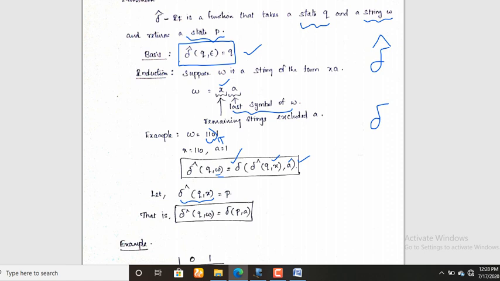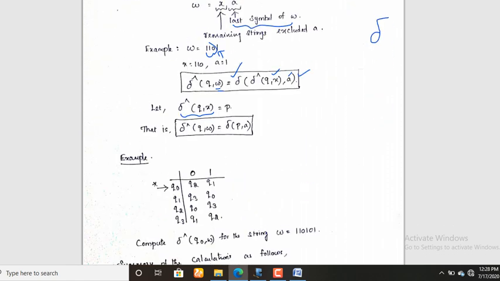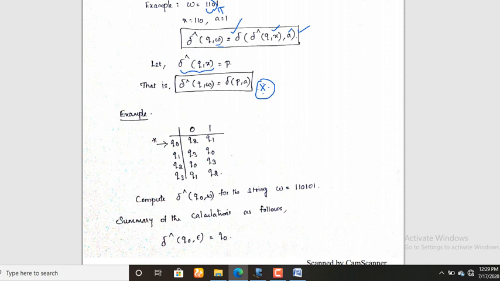Definitely, on receiving x, the state q will move to some other state, right? That state will be taken as p. So we can reduce the statement, which is delta cap of q comma w, equal to delta of p comma a. Okay, so this is the equation of the extended transition function. For calculating the extended transition function, we should use the transition function. Let us see an example.